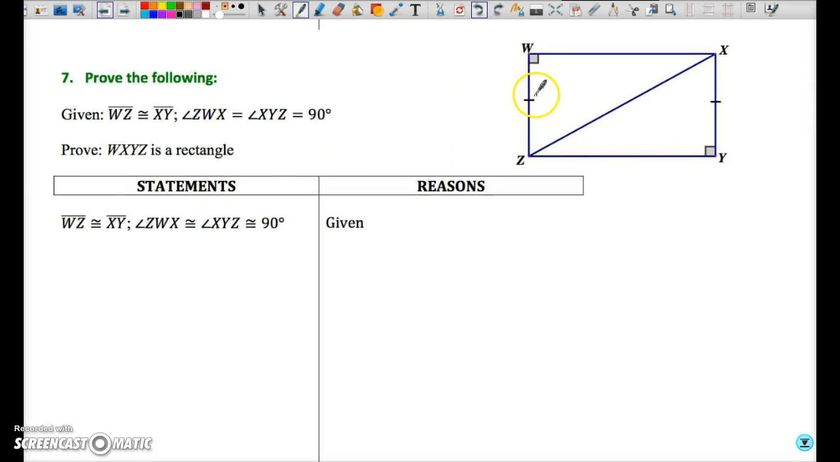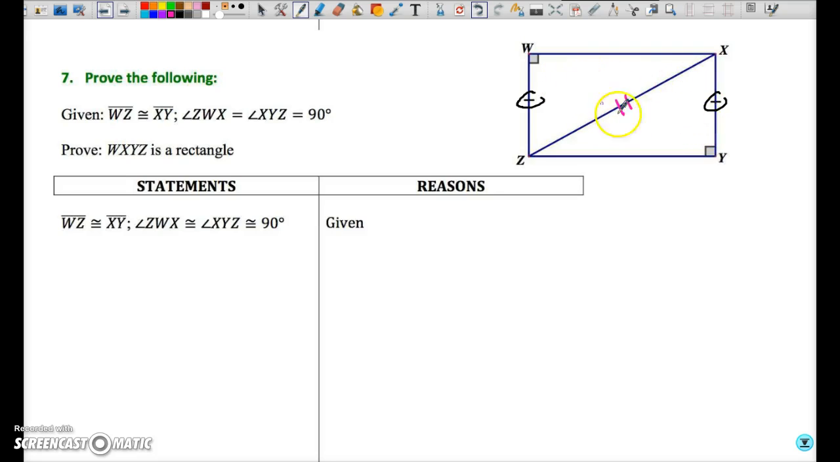Okay, so we've got WZ equal to XY. We've got angle W and angle Y given as 90-degree angles. We've been asked to prove that WXYZ is a rectangle. You have got reflexive side ZX. And so what that should allow you to see is that we've got congruency of the two triangles by virtue of HL. So here's our hypotenuse and leg.